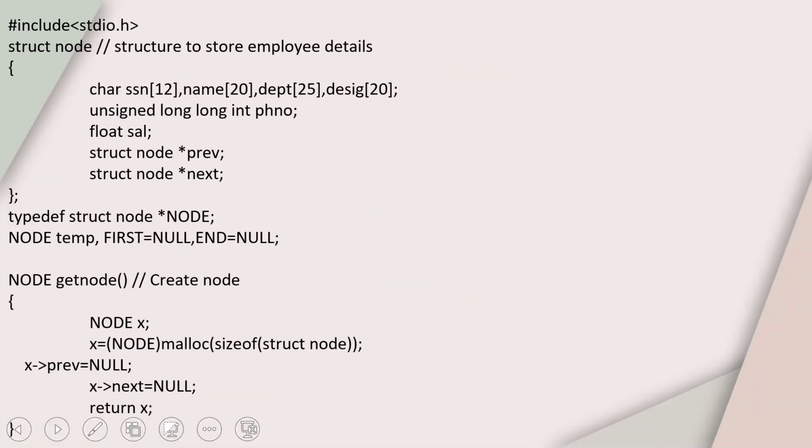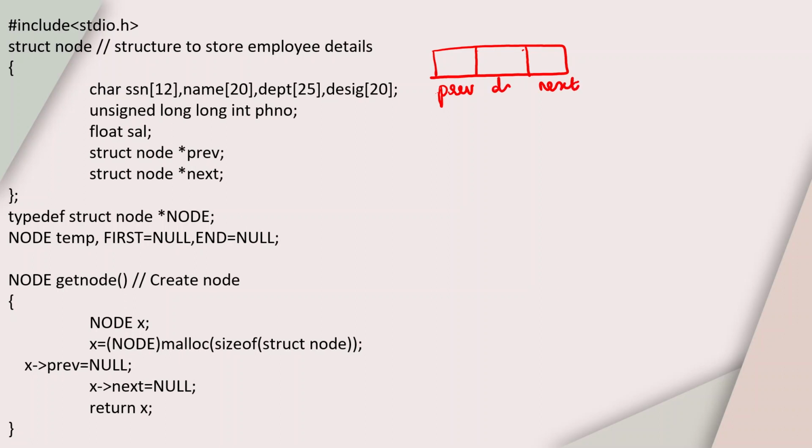Okay, so the first part is defining the node structure. One node, for example this is one node, and three parts are there. This one is previous, this one is next, and this is your data part. Suppose your node is named temp, then the first part would be temp of previous, the second part would be temp of data, and the third part is temp of next.